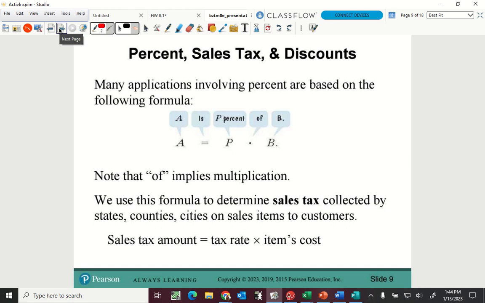Alrighty. Percent sales tax and discounts. That of implies multiplication. So when you see this right here, the word of means multiplication. It says, we use this formula to determine sales tax collected by states, counties, cities on sale items to customers. Sales tax amount is tax rate times items cost, and this tax rate is always going to be as a decimal. It's always as a decimal.